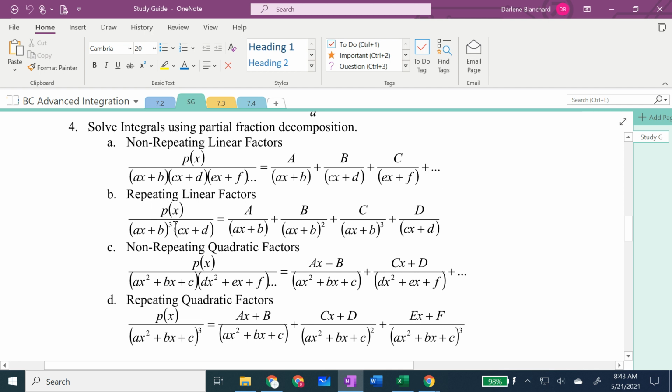When you have a repeating linear factor, what this is showing is, for example, you have some linear factor to the third power times some other linear factor. The one that is to the third power, you need to have it to the first power, to the second power, and to the third power all together. But if its base is a linear polynomial and you put in every power all the way up, you only need a constant above each one, and that's it.